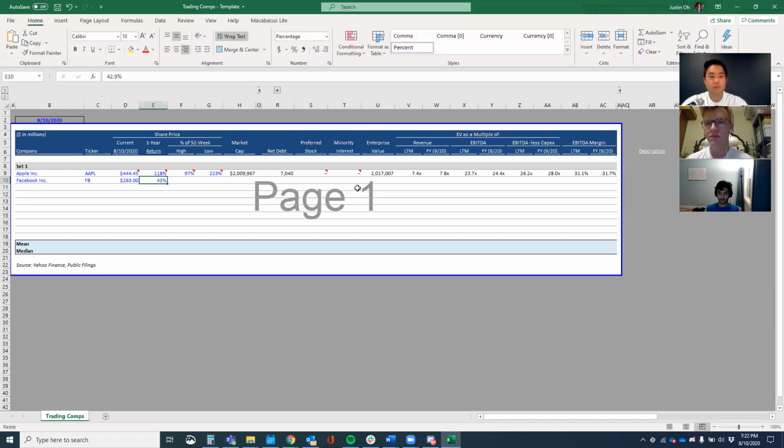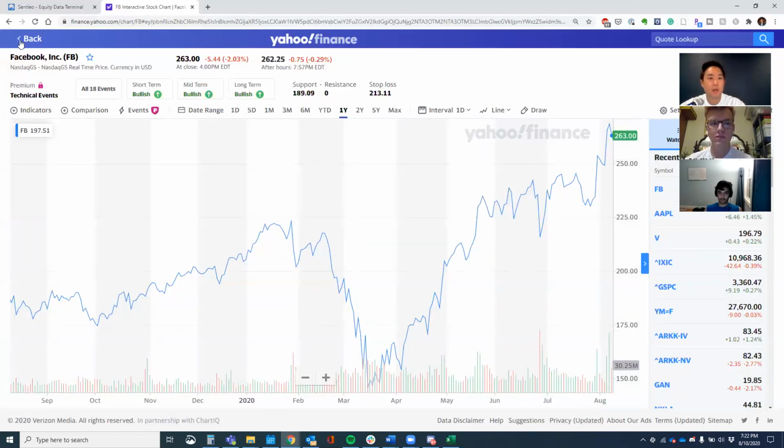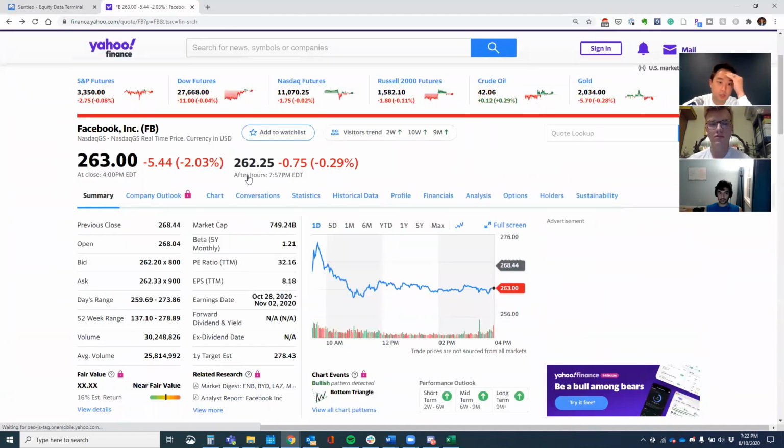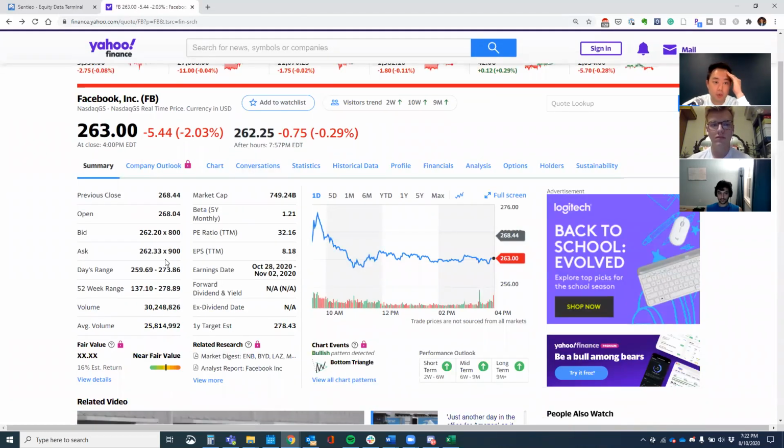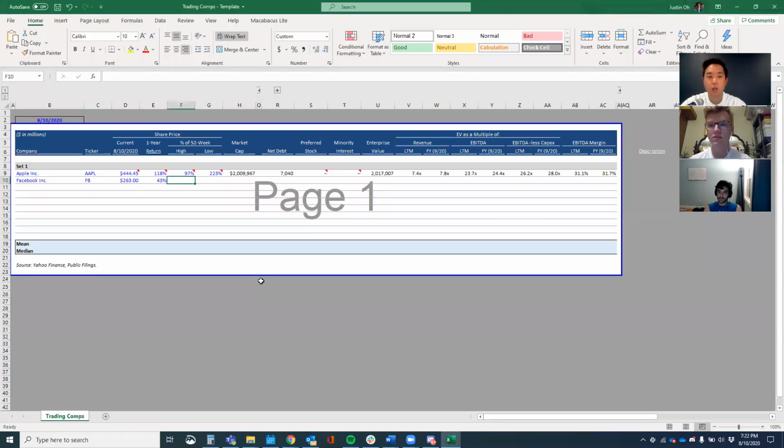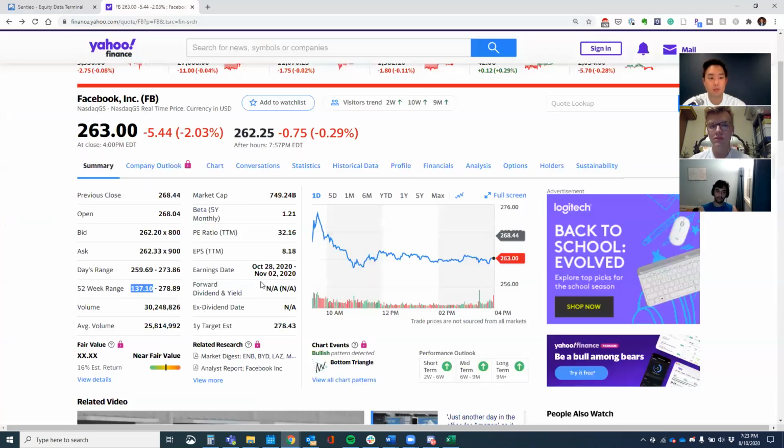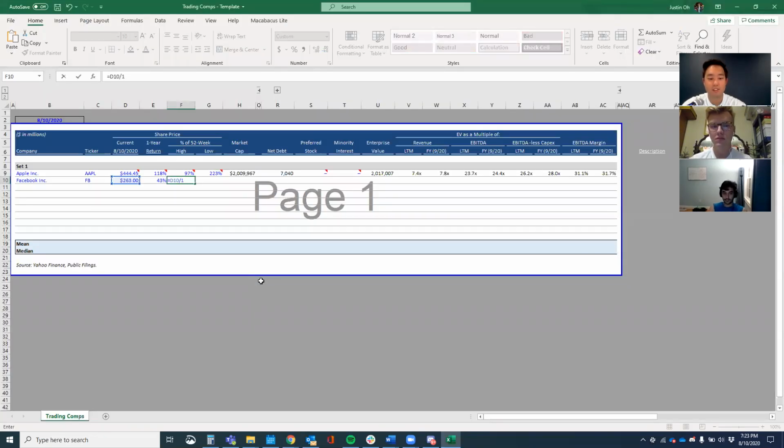42.9%. And then for percent of 52-week high, we have to go back to the Yahoo Finance page. The pretty standard thing to quote is the 52-week range. So 137 is the 52-week low, meaning that over the last year, the lowest price Facebook has seen is $137.10. So we go equals this divided by 137.1 minus 1.